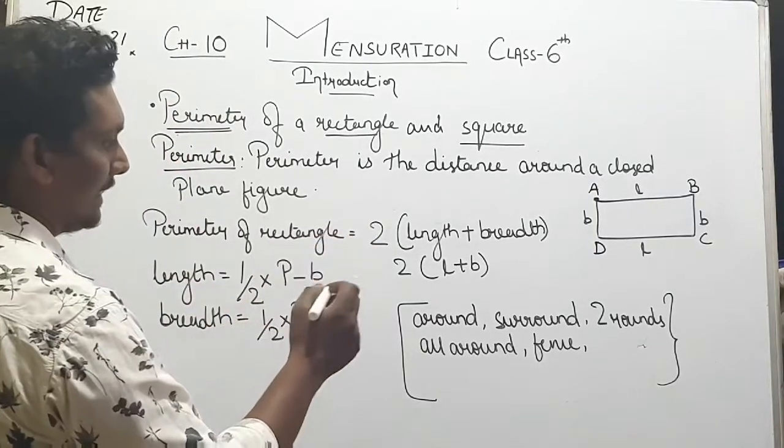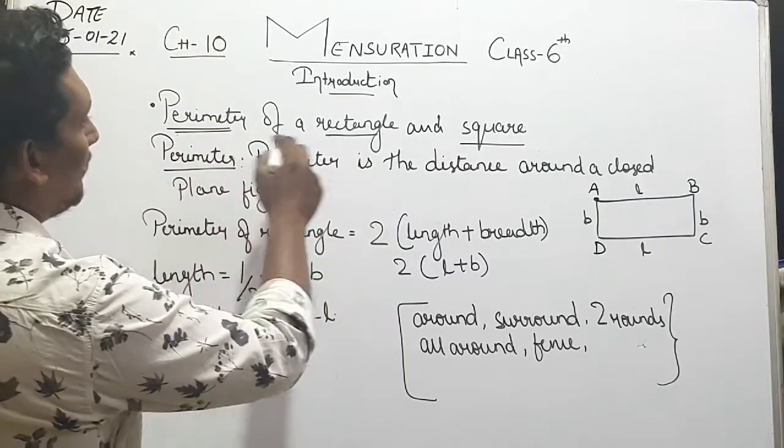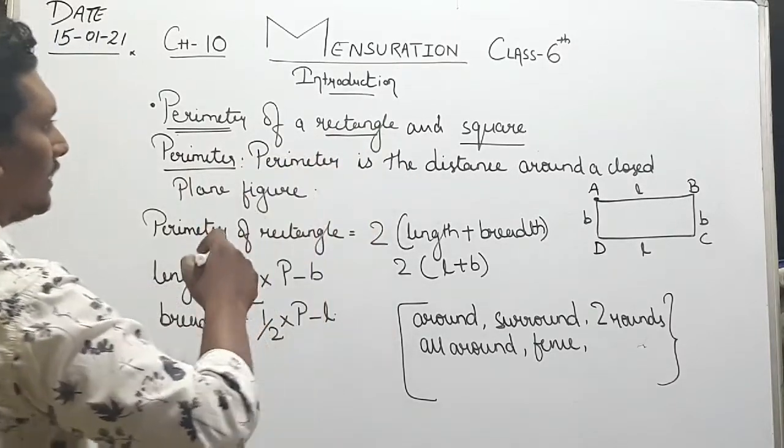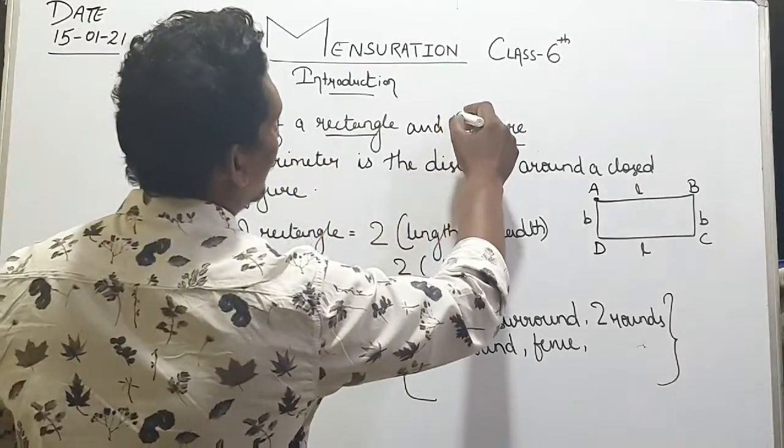Now we have to find the next topic. Perimeter of rectangle we already completed. Then we will come to the perimeter of square.